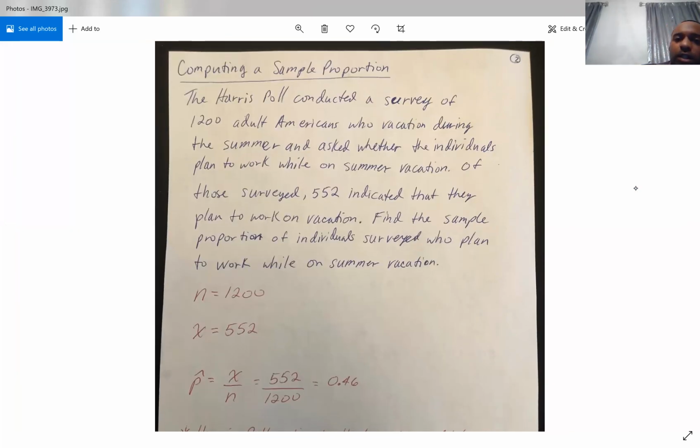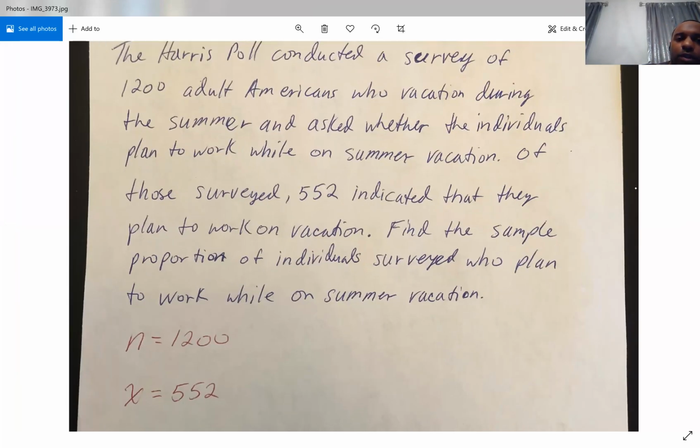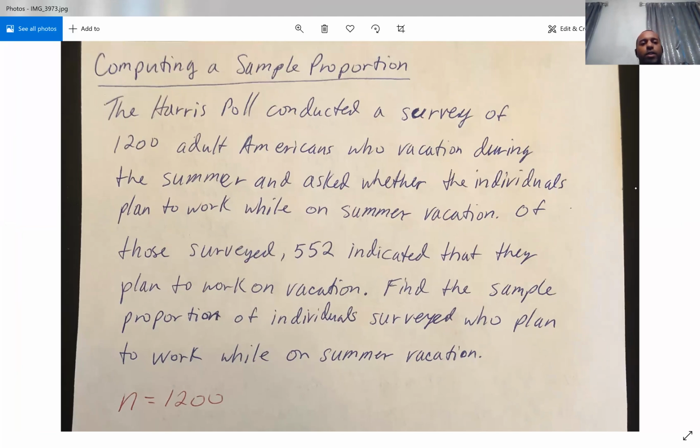The Harris poll conducted a survey of 1,200 adult Americans who vacationed during the summer and asked whether the individuals plan to work while on summer vacation. Of those surveyed, 552 indicated that they plan to work on vacation. Find the sample proportion of individuals surveyed who plan to work while on summer vacation.